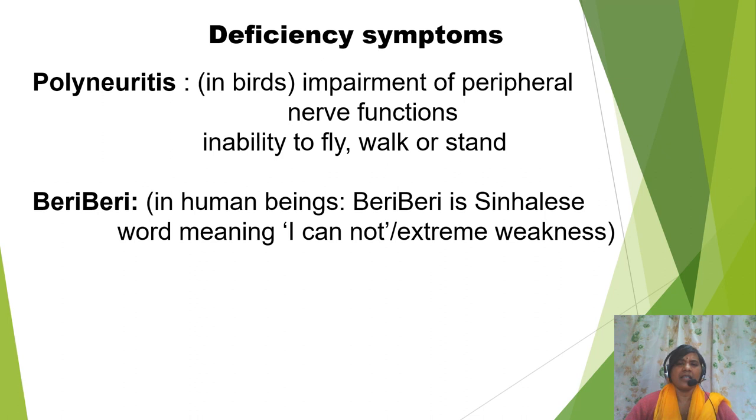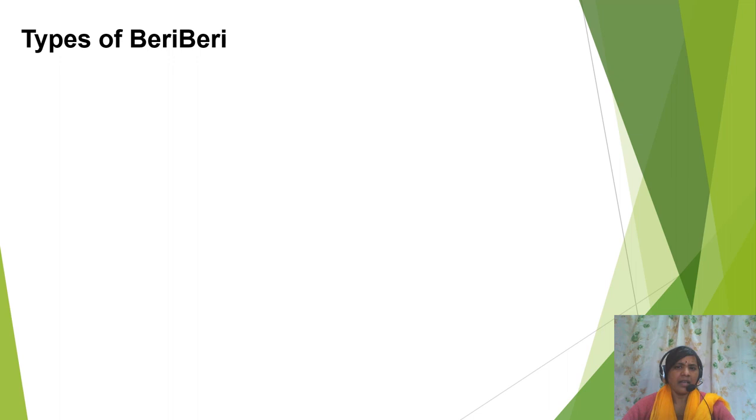So when this deficiency of the vitamin occurs, the deficiency can be due to either poor or inadequate dietary intake, what we call malnutrition. Or even if you are taking adequate intake, there might be a poor absorption of the vitamin. In such cases also, deficiency symptoms can be seen. Or increased utilization of the vitamin or increased loss of the vitamin can also lead to deficiency symptoms. Beriberi actually symbolizes a highly incapable condition, and this is seen in people consuming exclusively polished rice.